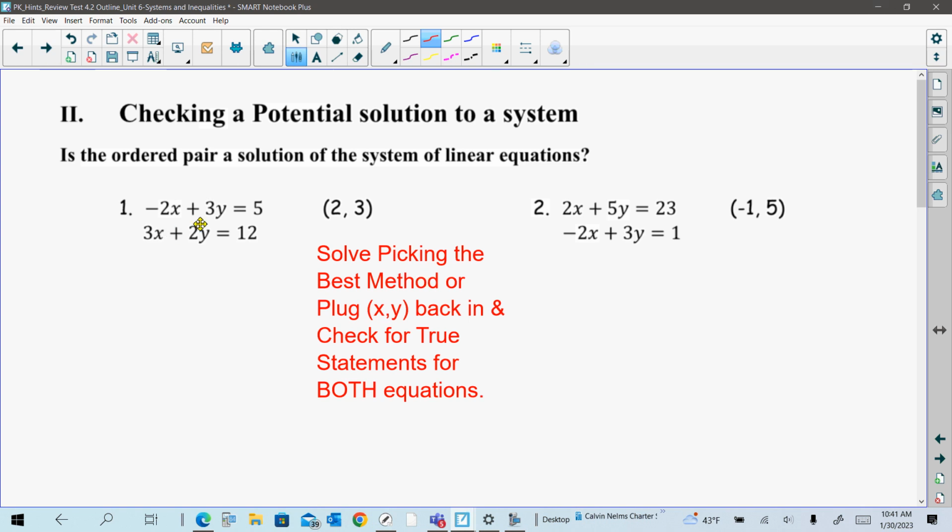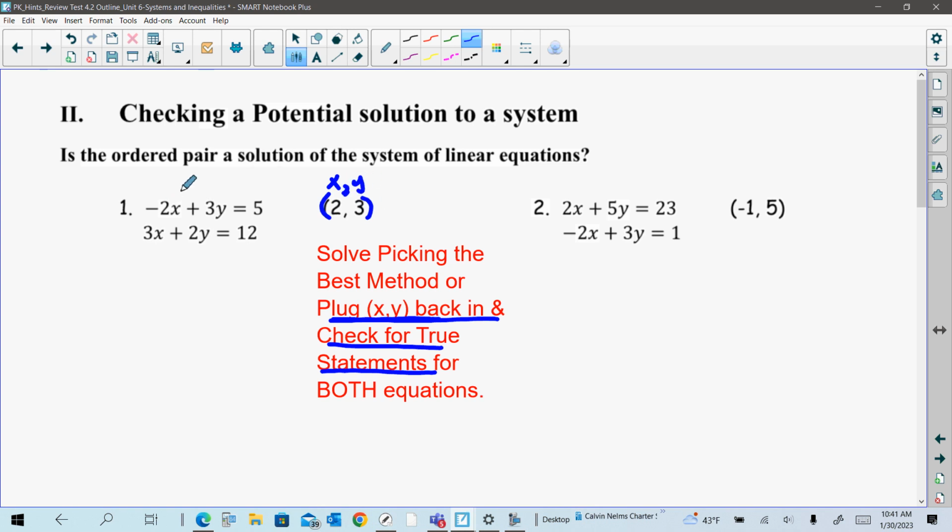Like on this one, I could do elimination, but I would have to multiply before I did that, because they're not ready. I don't have any opposites. Here, I could do elimination because I can eliminate the x's. So you can pick a method you feel comfortable using and just solve. Or right here, it says you can plug the x and y back in and check for a true statement, meaning this is my point, (2, 3). X would be the 2, and 3 would be the y.